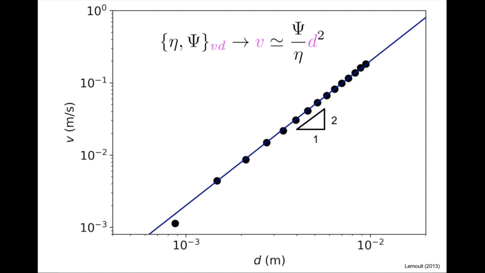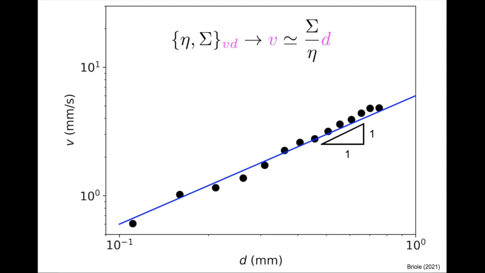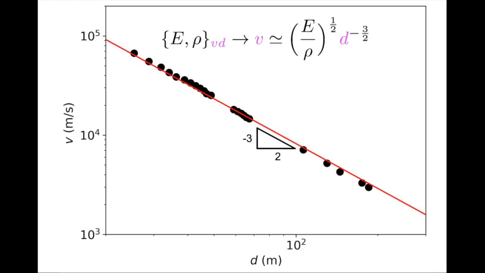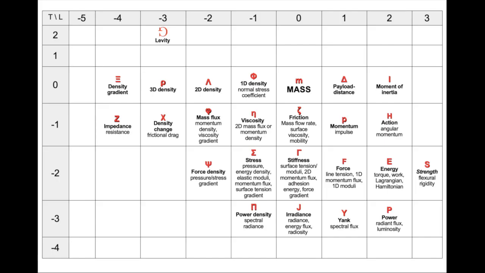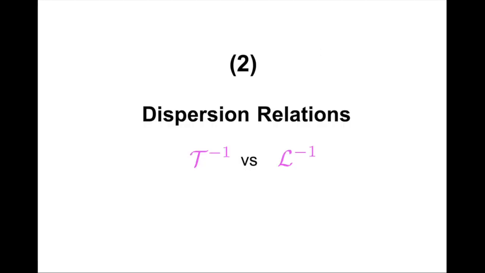Well, that was the velocity profile obtained by pairing force density and viscosity. And we've also seen stress and viscosity, and energy and density. 3 examples of velocity profiles obtained from dimensional analysis. We could go on trying different pairs from the table, but it is time to move to a different kinematic perspective, that of dispersion relations.